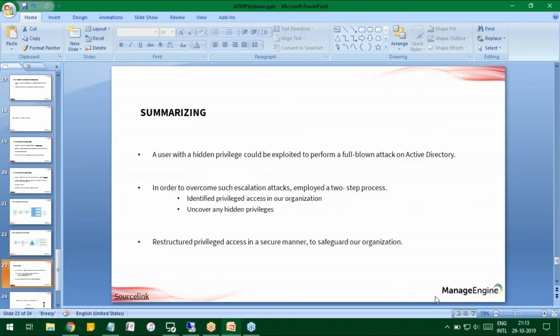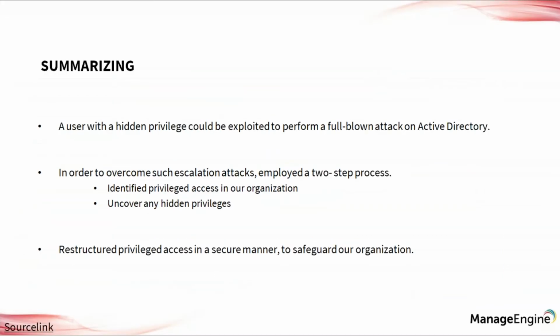So a quick summary of what we saw today. We saw how a user with a hidden privilege could be exploited to perform a full-blown attack on Active Directory. And in order to overcome such escalation attacks, we employed a two-step process. One, where we tried and identified all privileged access in our organization, and second, we tried to discover or uncover any hidden privileges. And in the second step, we restructured privileged access in a secure manner to safeguard our organization from such privilege escalation attacks.